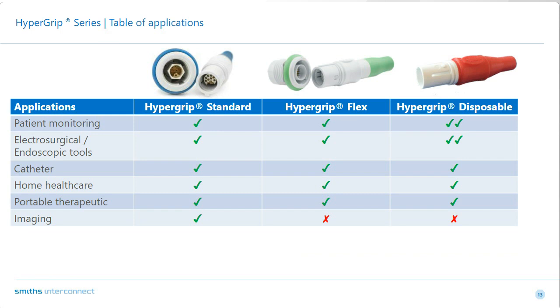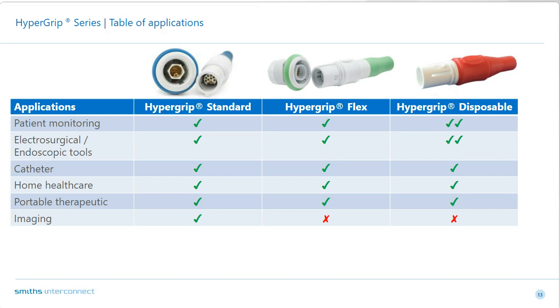So first, starting at the top, for patient monitoring, the Hypergrip series has you covered in all applications, whether that be a high cycle life device to disposable connector, a low cycle life device to device connector, or a disposable, which is probably the most important connection on a patient monitoring device. Next, for electrosurgical and then endoscopic tools, again, we have you covered with everything from the multiple reuse and sterilizable applications down to the disposable connectors.